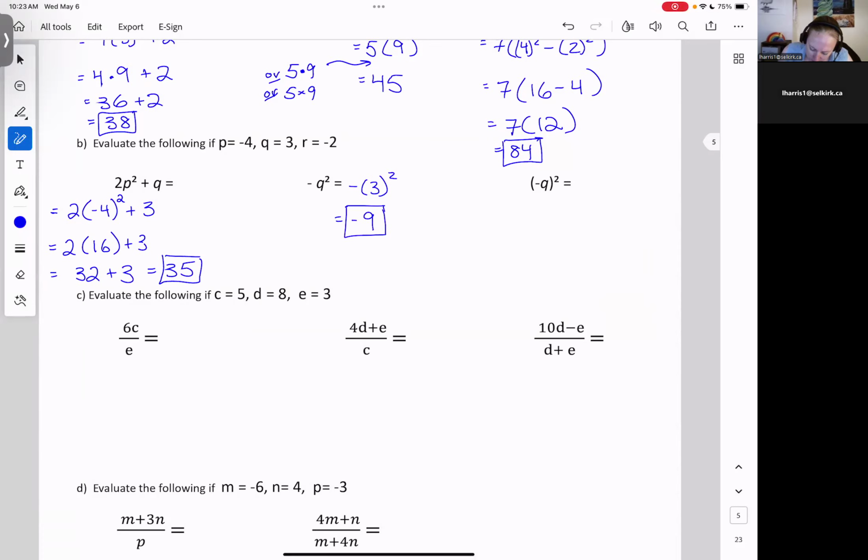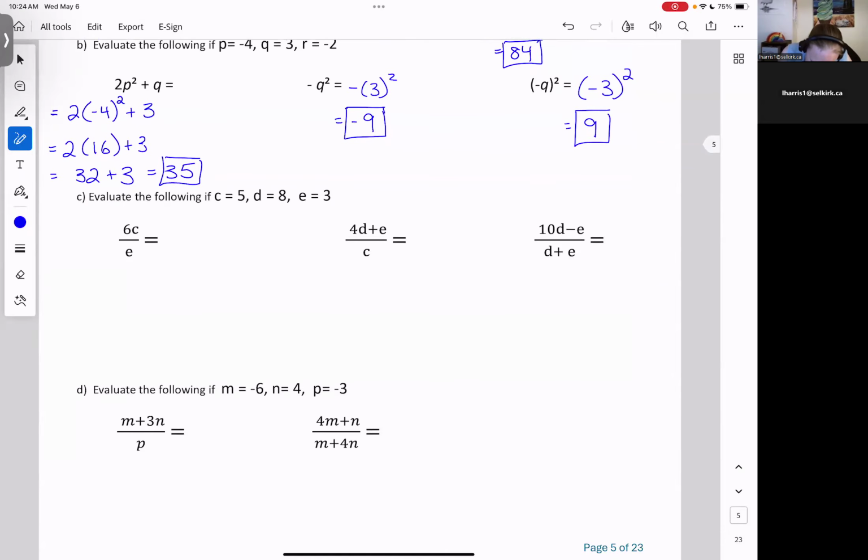Okay, compare that to our next one. Now we do have brackets. So we've got negative q, which would be negative, and then q is 3, and that is all being squared, which means it would be -3 times -3, and so this time you'll end up with positive 9.